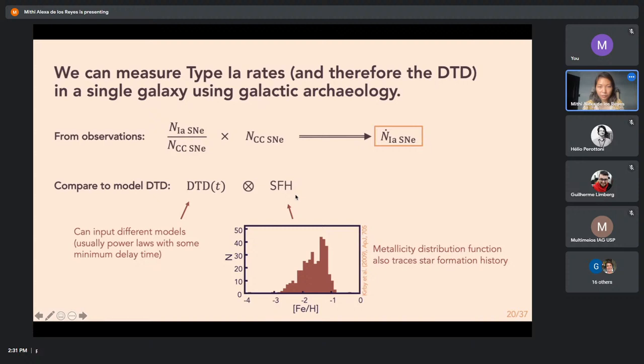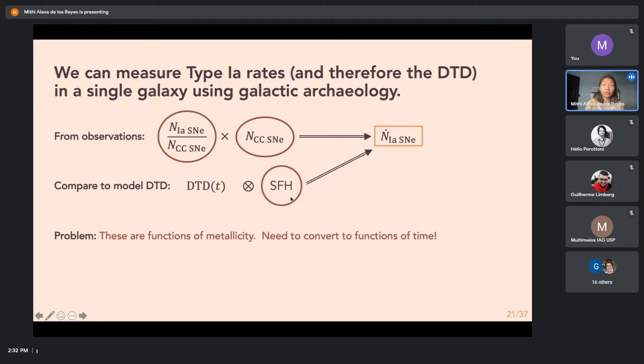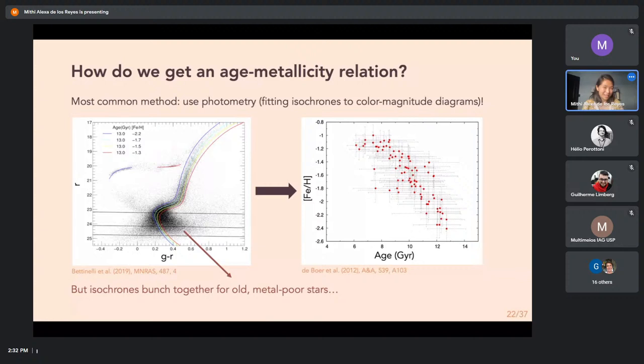So this method seems to hold up on paper, but one of the major issues is that all of the observed quantities that we have here are functions of metallicity, and the delay time distribution is a function of time. So in order to get a meaningful rate of type 1a supernovae, we need to convert metallicity to time. And this is, imaginatively named, done with the age metallicity relation, which is exactly what it sounds like.